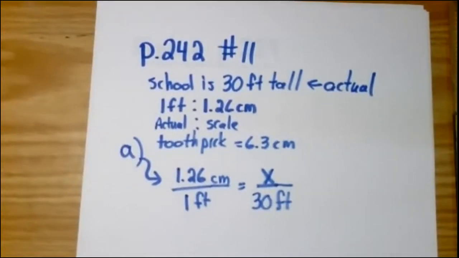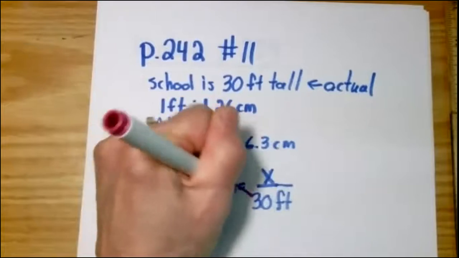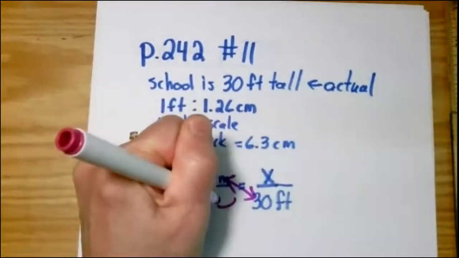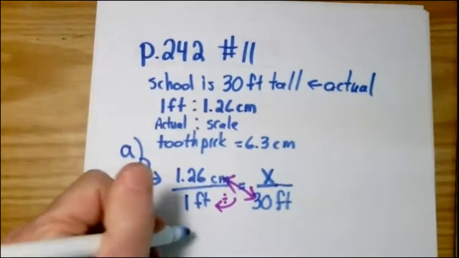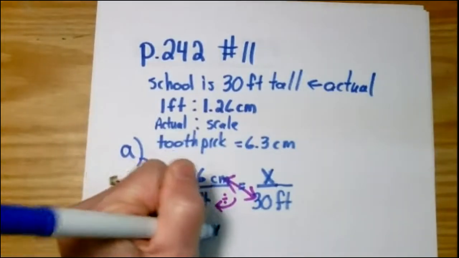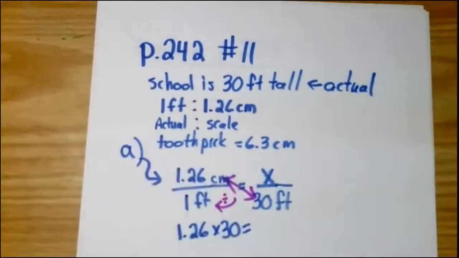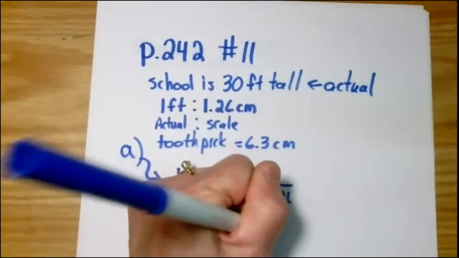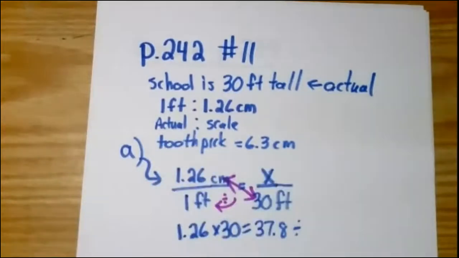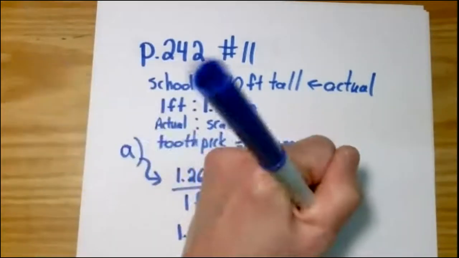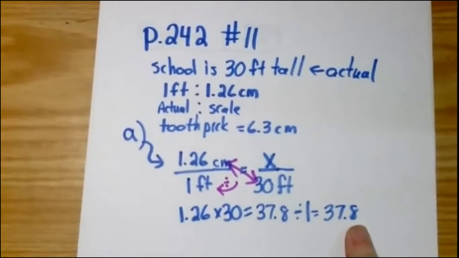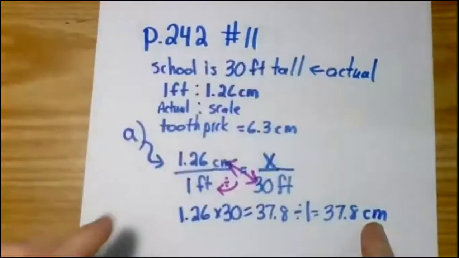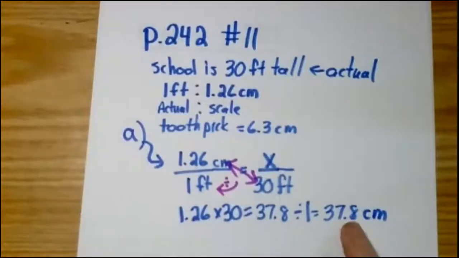Cross multiply what we know diagonally and divide by the number that's left. So we know 1.26 times 30 equals 37.8 divided by 1 remains 37.8. And what is our measurement number? What unit are we going to be using? Centimeters, correct. Why centimeters? Because centimeters has to go with centimeters. We're trying to find the drawing.